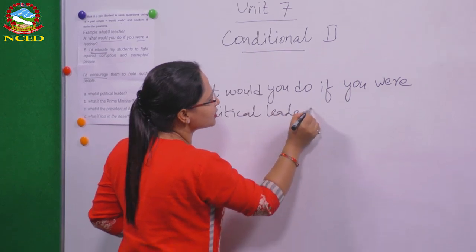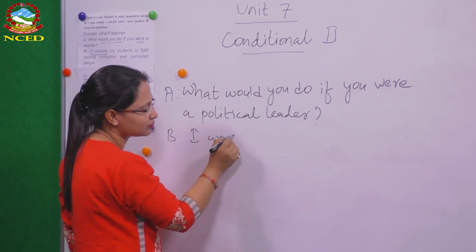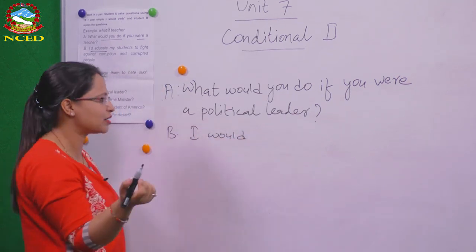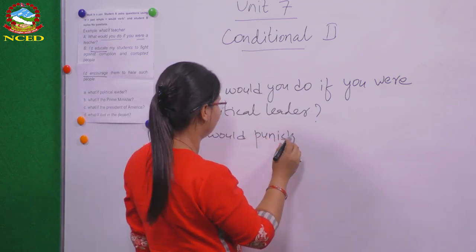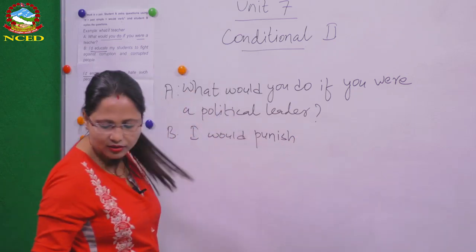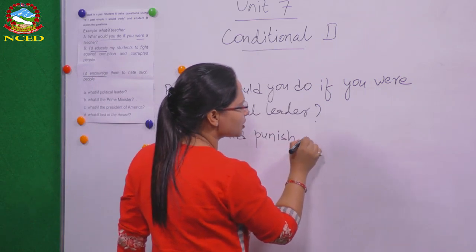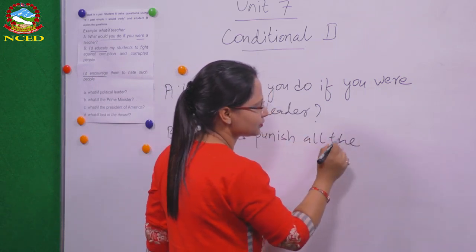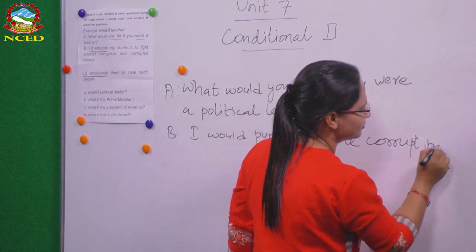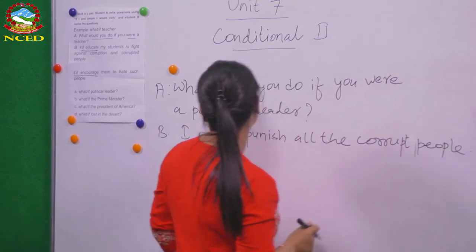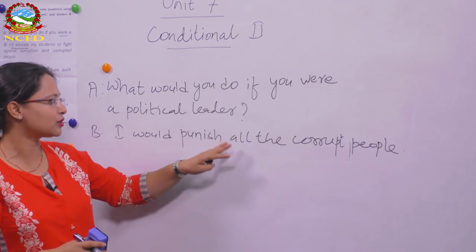So what can be your answer? B. I would, what would you do? For example, I would punish, okay, let's write the complete sentence, or this is fine. I would punish all the corrupt people, let's say, okay? म नेता भइदिएको भए चाहिँ भ्रष्टाचारीहरूलाई सजाय दिने खालको नीति ल्याउँथे अथवा something like that.